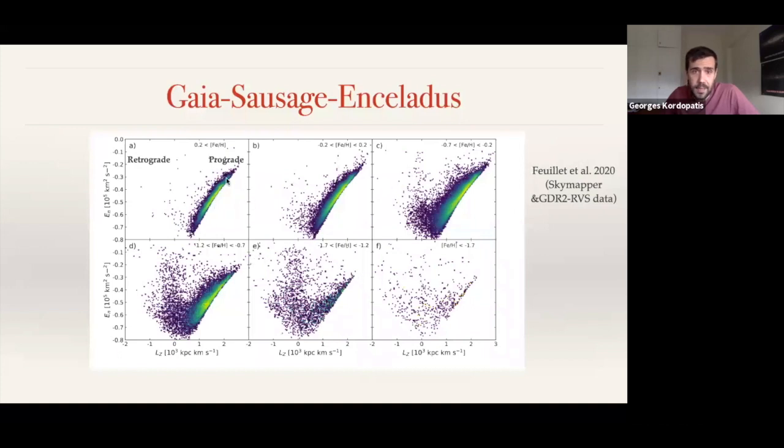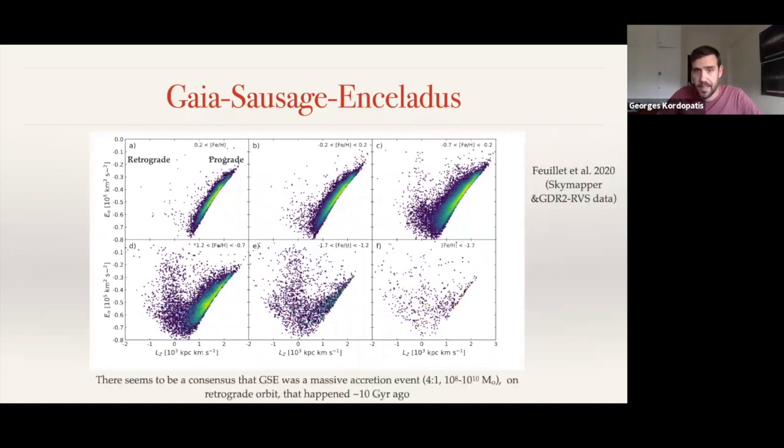And whereas at the high metallicities you can see these prograde disk stars, when you move towards lower metallicities, you can see this overdensity appearing from metallicity of about -0.7 up to -1.7, which is the Gaia Sausage-Enceladus population. However, it is rather unclear what the metallicity distribution of this population is. Where does it stop? And you can also see some additional substructures here.